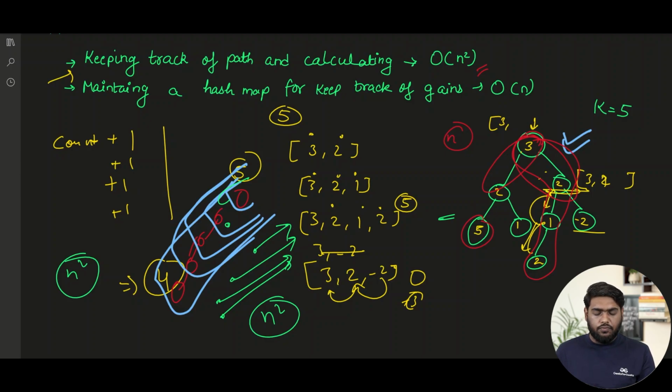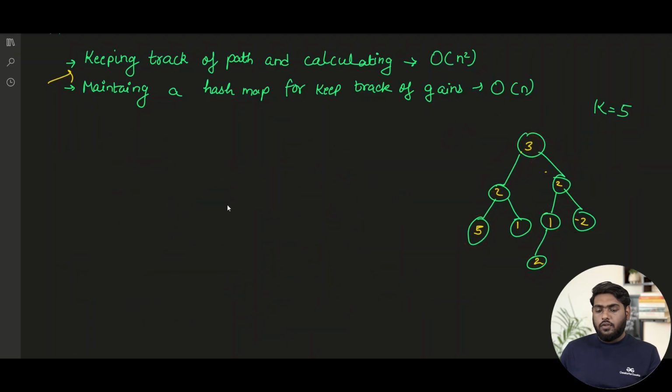But let's try to look for an even more optimized approach. Now this time, instead of maintaining a vector and keeping track of the path, I would keep track of the gains that we are making while moving in the pre-order manner and encountering every new node. So I will create a hash map instead of a vector this time, and we'll be keeping track of gains instead of the path.